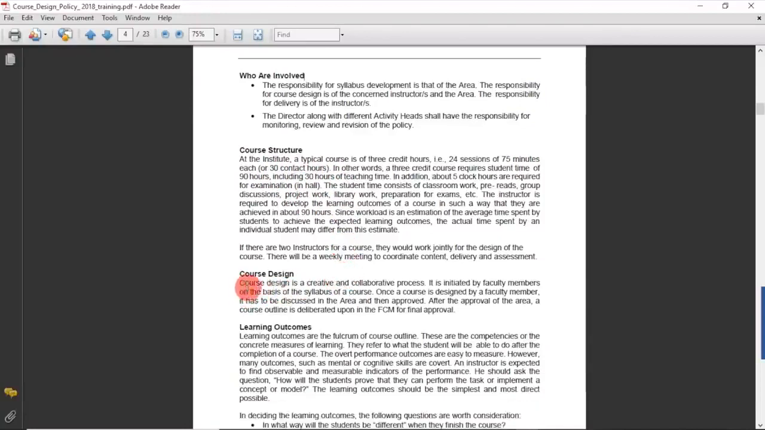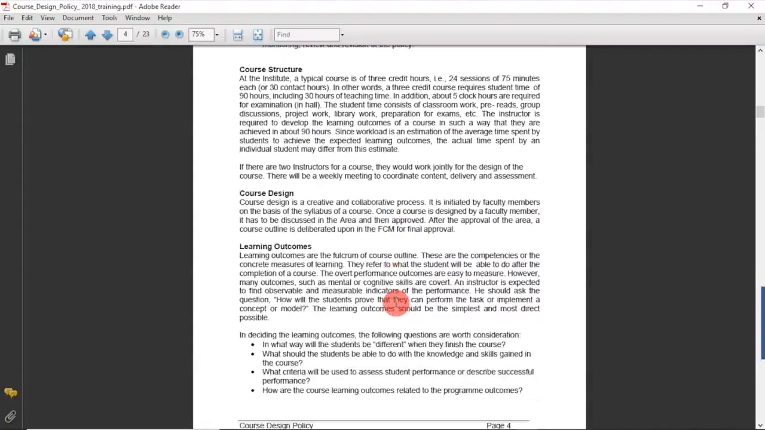So then we talked of course design. Course design is a creative and collaborative process. How we are going to design the course is initiated by faculty members on the basis of the syllabus of a course. Each and every component you will find in this particular document, which illustrates and clearly defines who is going to do what. Nowadays the focus is on learning outcomes.